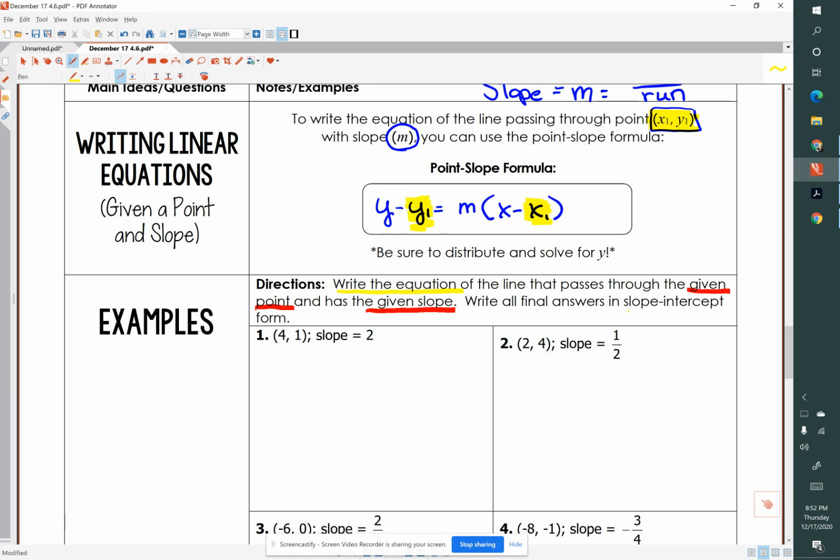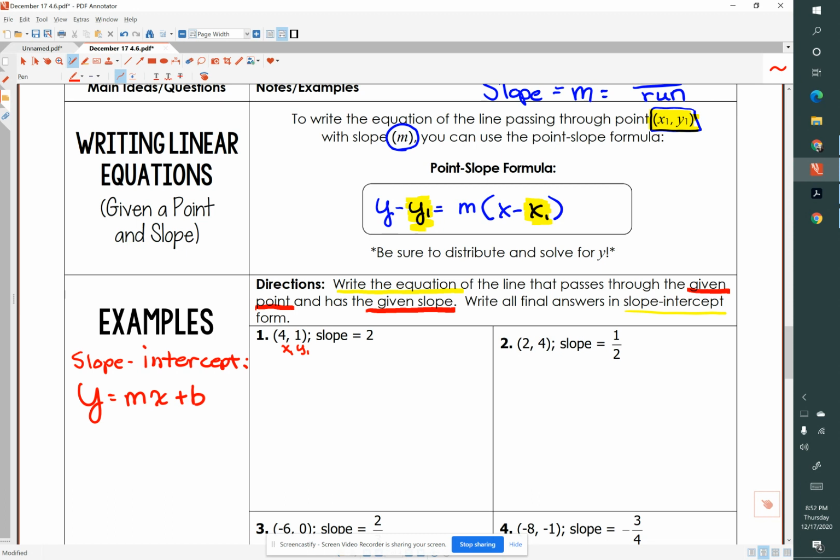Now we're going to write all answers in slope-intercept form. Slope-intercept form is y equals mx plus b. So let's get started. We have a slope of 2, and we are given the point 4, 1. So we're going to consider that to be our x sub 1 and our y sub 1.